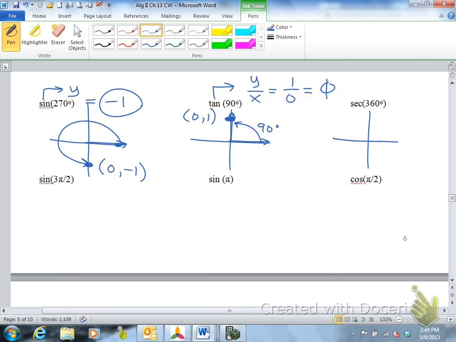Secant of 360, we go around the circle once. We're back to this point. The ordered pair is 1, 0. And secant is the reciprocal of what function? Secant is the reciprocal of cosine. Cosine corresponds to the x coordinate. So cosine of 360 is 1, and the reciprocal of 1 is 1. So the answer would be 1.